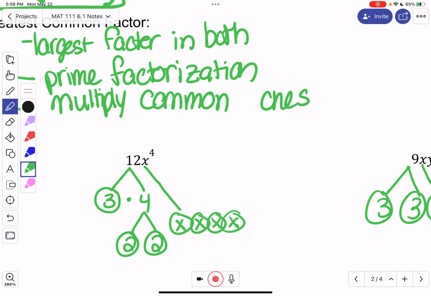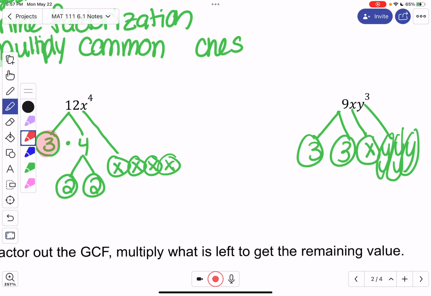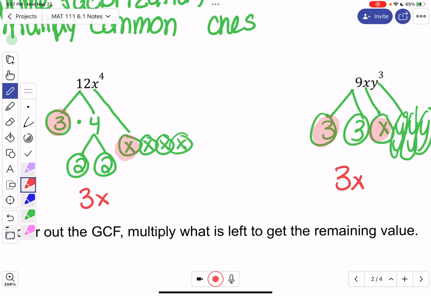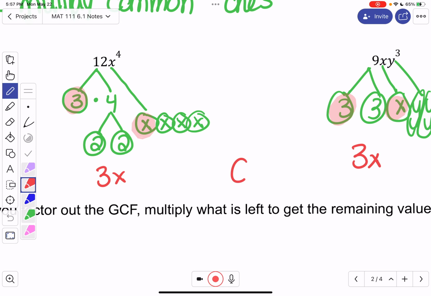Now we're going to find what's in common. So both of these have a 3. Both of these have an x. That's what's common. So we multiply those together. 3 times x is 3x. That's our greatest common factor.